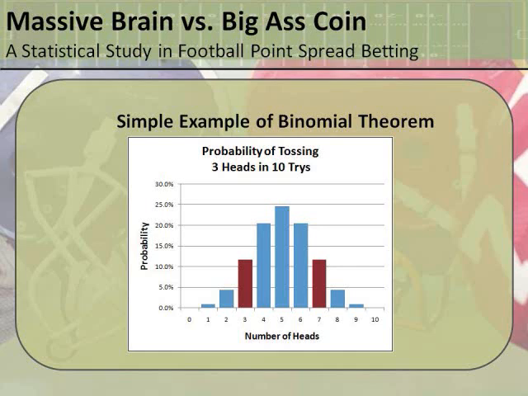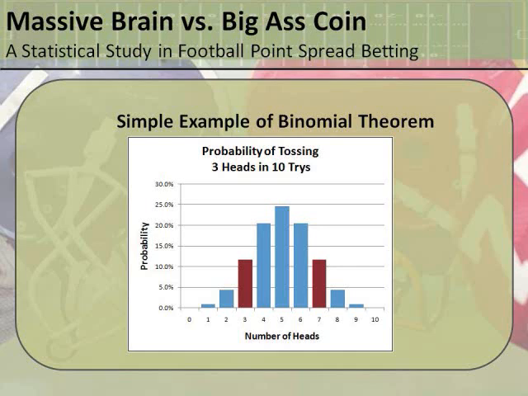That is to say, the probability of tossing 3 heads should be, and is, the same as the probability of tossing 3 tails. And since 3 tails is the same thing as 7 heads, we can see that the highlighted red bars, which represent 3 and 7 heads, do in fact have the same probability.